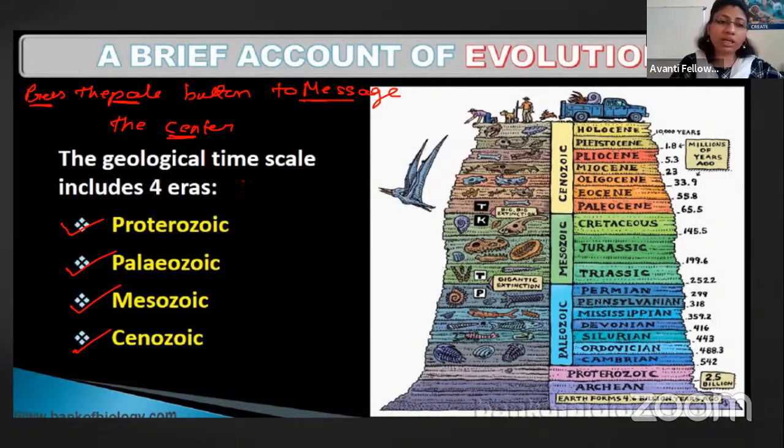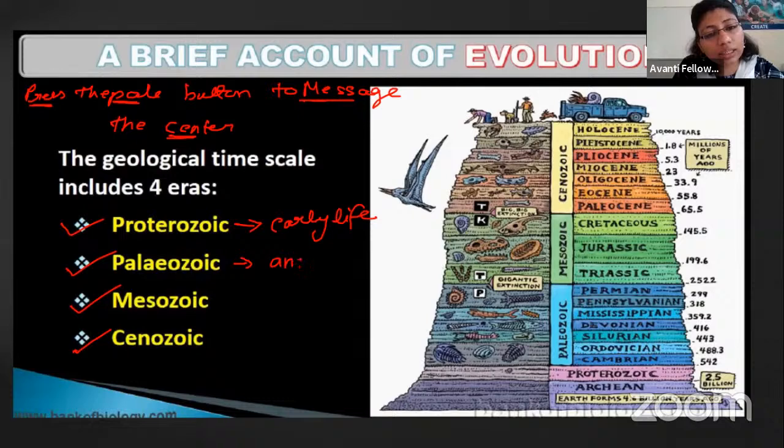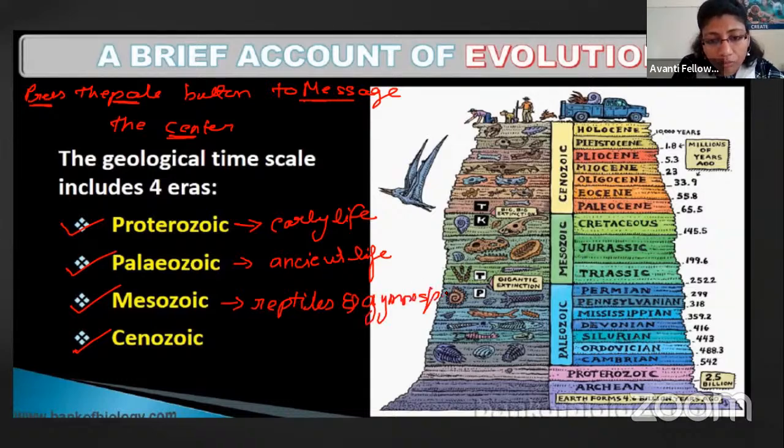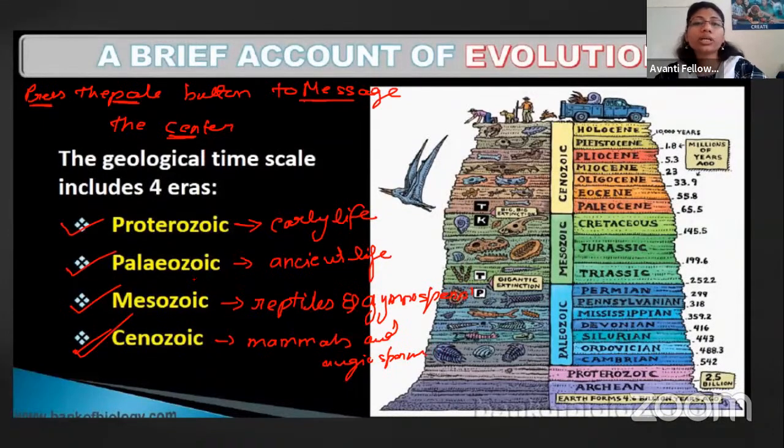Of these four eras, the Proterozoic era is the early life era. Then we have the Paleozoic era, or we can say the ancient life of living organisms. Then the Mesozoic era represents the era of reptiles and gymnosperms, whereas the Cenozoic era is the era of mammals and angiosperms. So we can say we are currently living in the Cenozoic era.